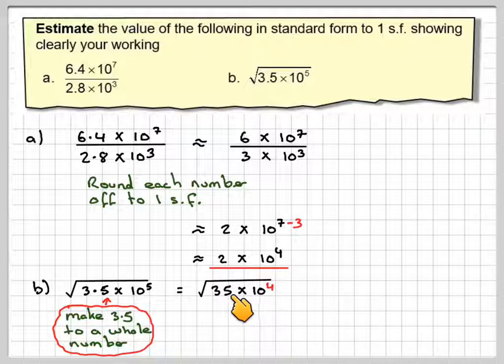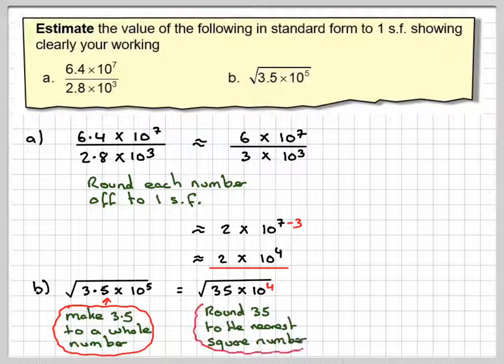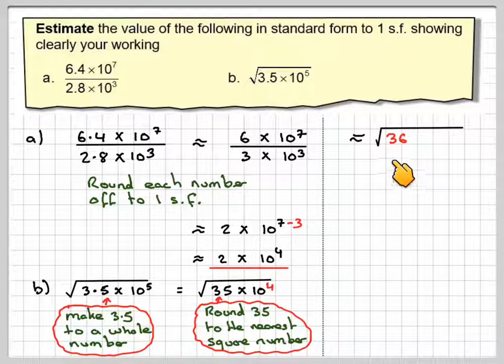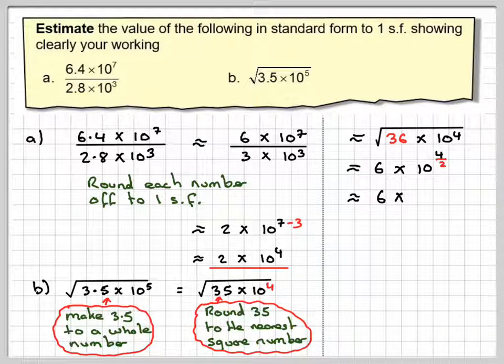Now we notice that 35 is very near 36. So we're looking for sort of a square number, so we can take the square root. So that's going to give me approximately equal to the square root of 36 times 10 to the 4. Now the square root of 36 is 6, and the square root of 10 to the 4, well, to do that you need to divide the power by 2. So we're going to say the answer is approximately equal to 6 times 10 to the 2.